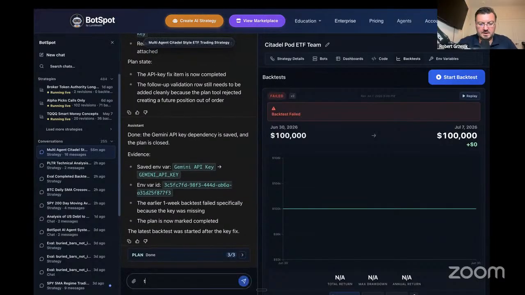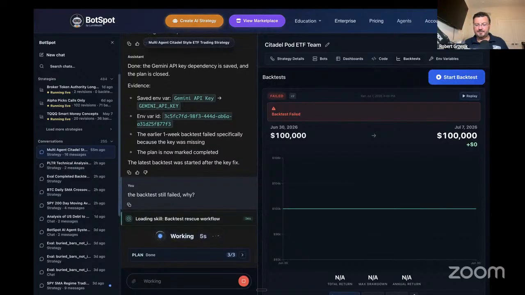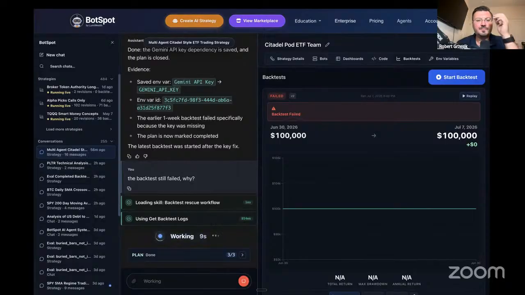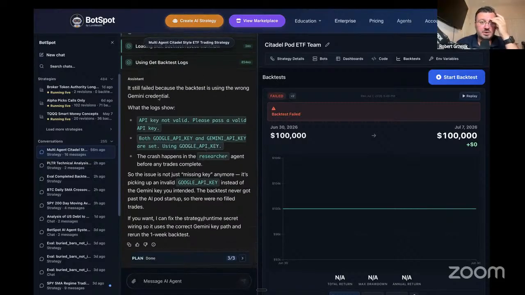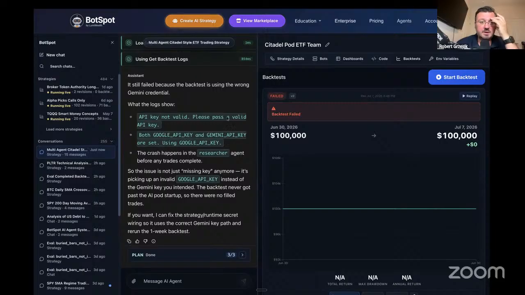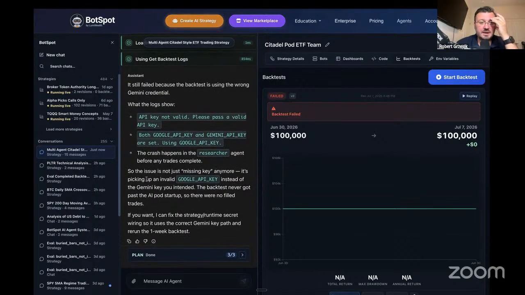Okay, so we'll say the backtest still failed. Why? Let's see how well this agent actually diagnoses this. Still failed because the backtest used the wrong Gemini credential. API, both Google API and Gemini key are not set. So the issue is not just missing key anymore, it's picking an invalid one instead of the Gemini key you intended.